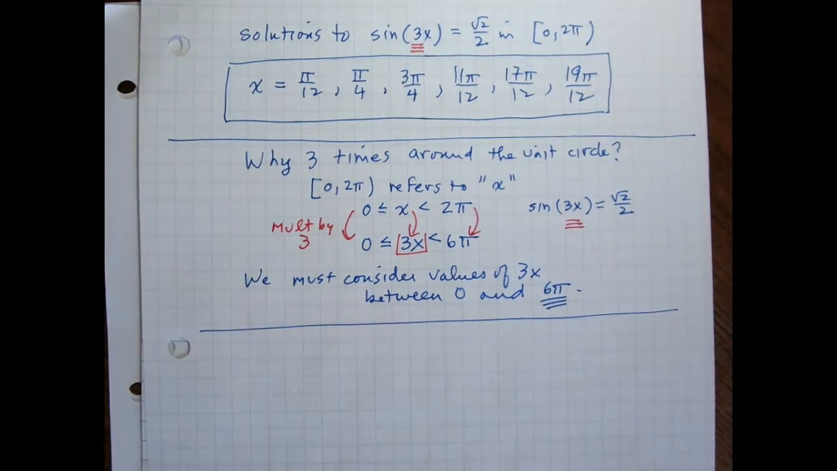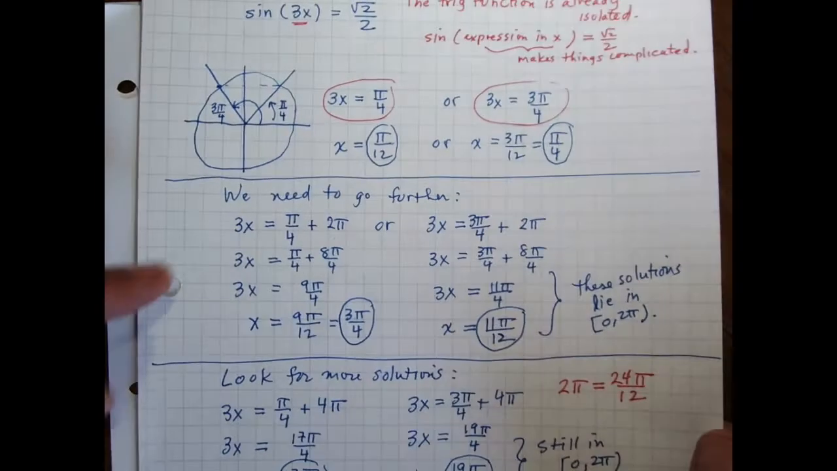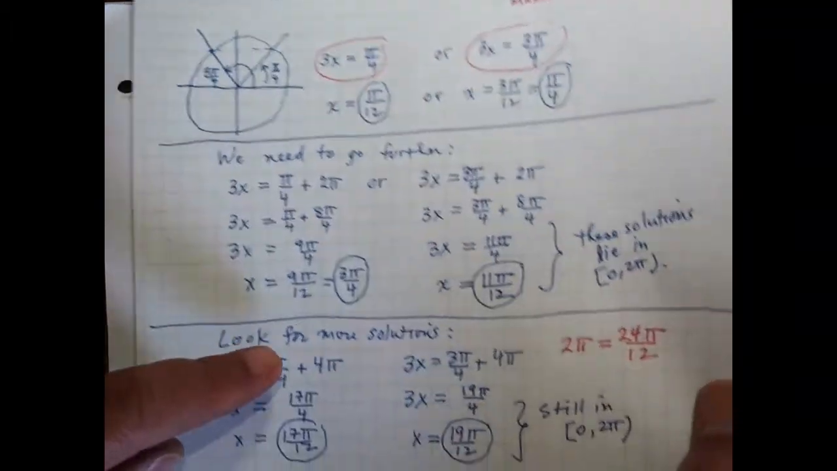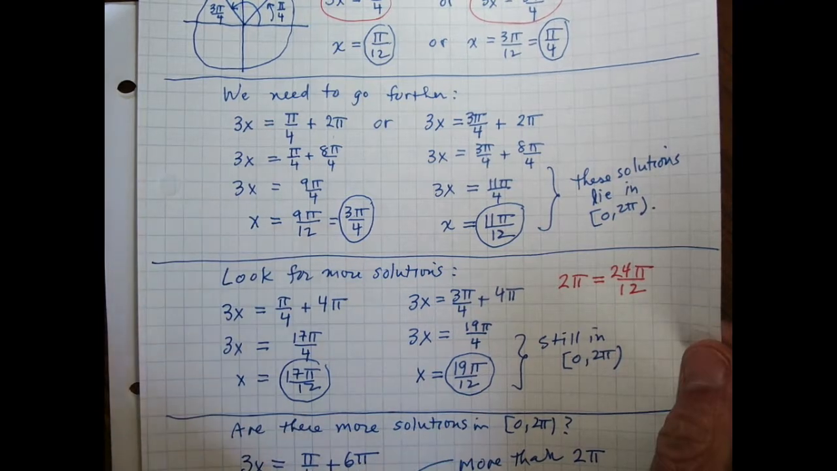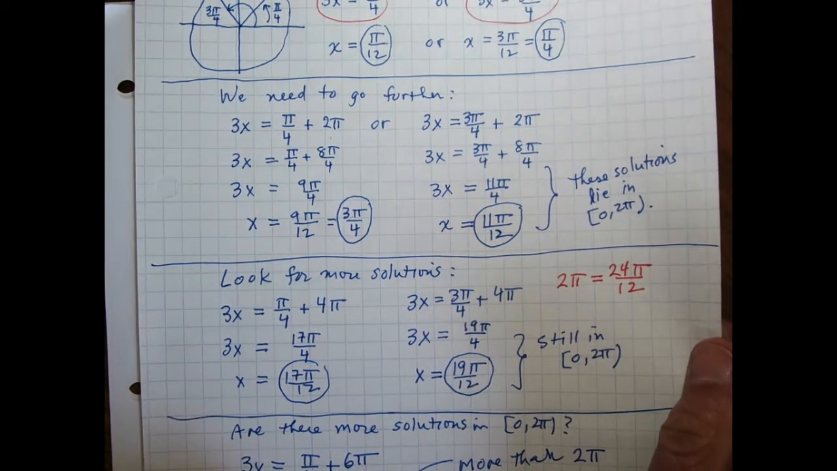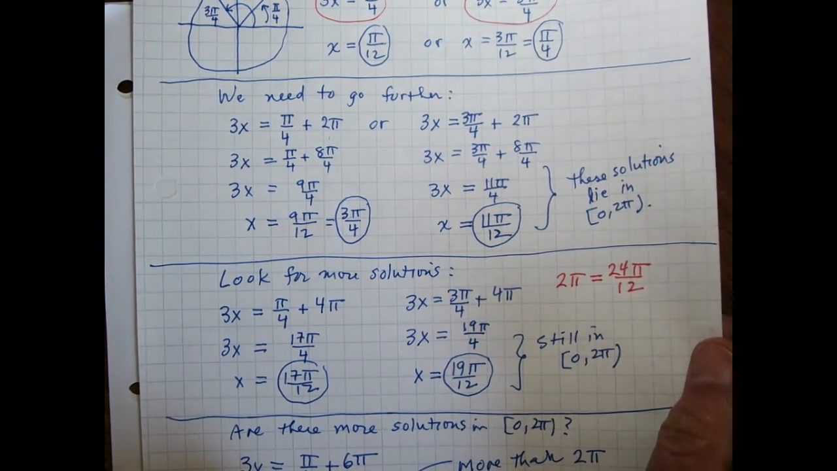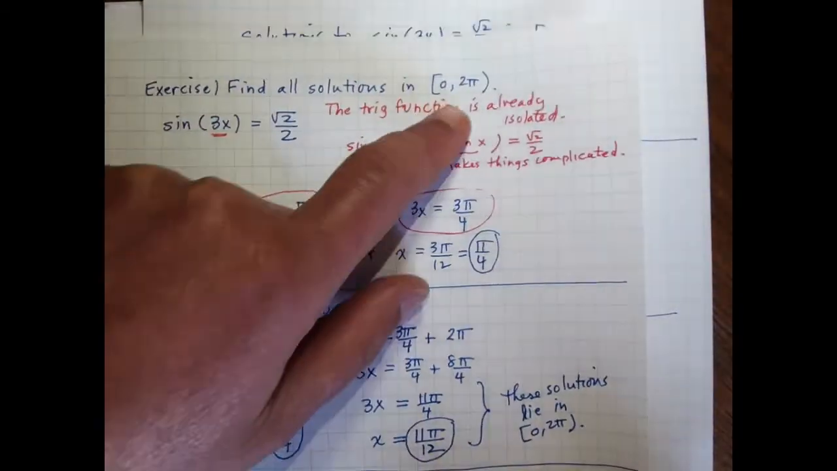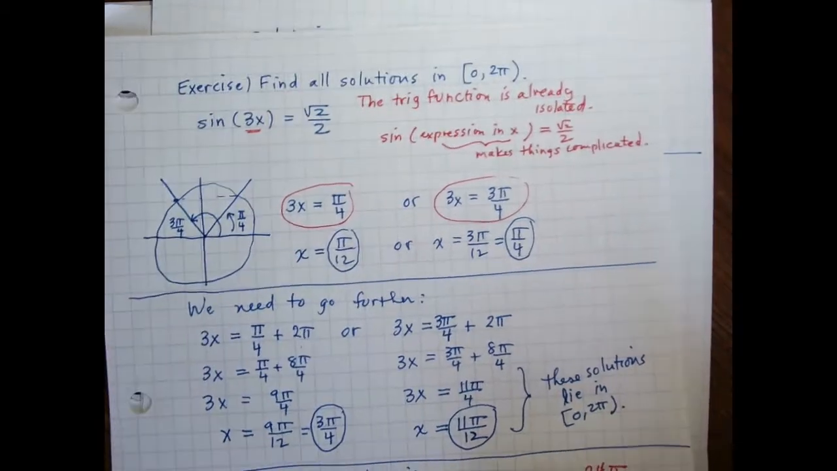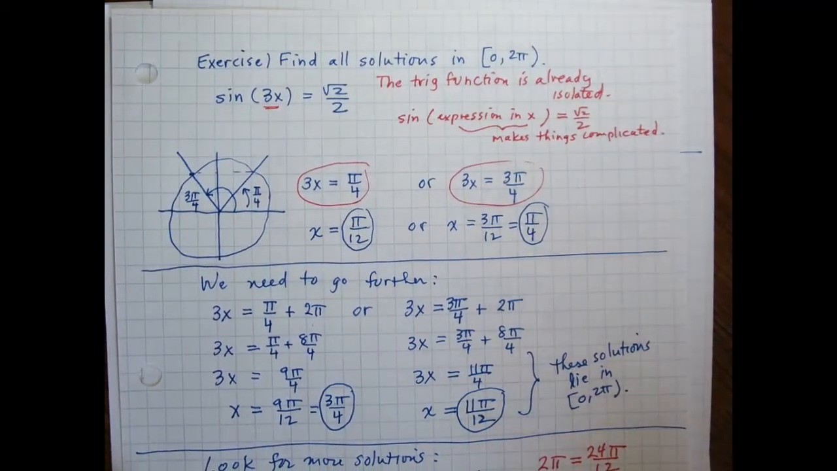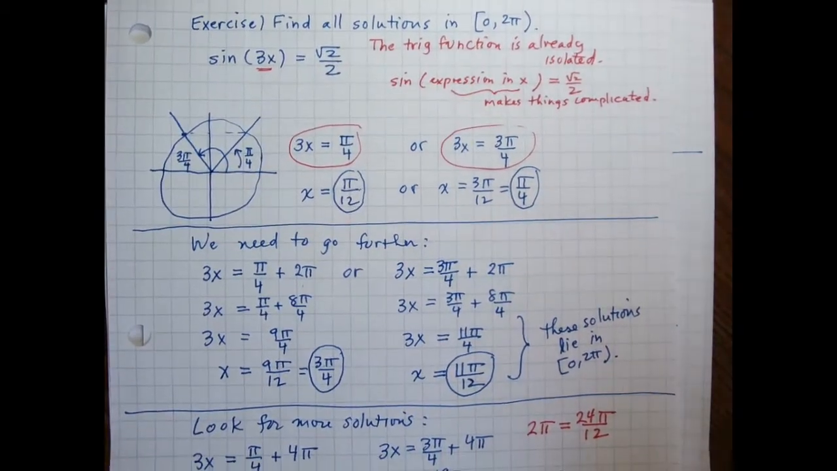So one approach is just keep adding on multiples of 2 pi until you finally get values of x that are larger than 2 pi. And then you have solutions that are outside the interval 0 to 2 pi that we started out with. I think that's fine for the purposes of this course.